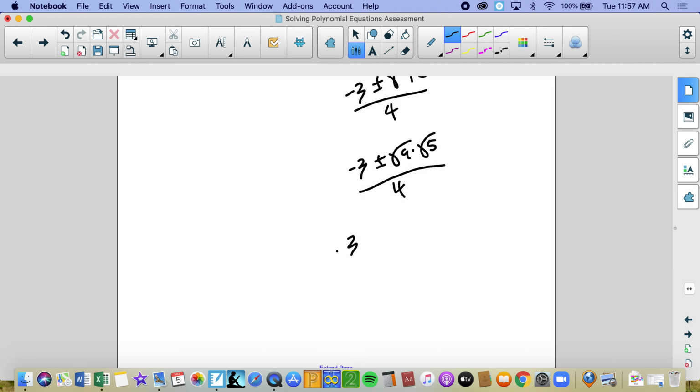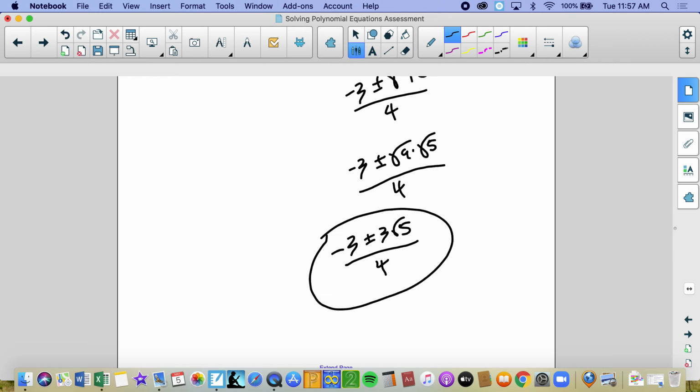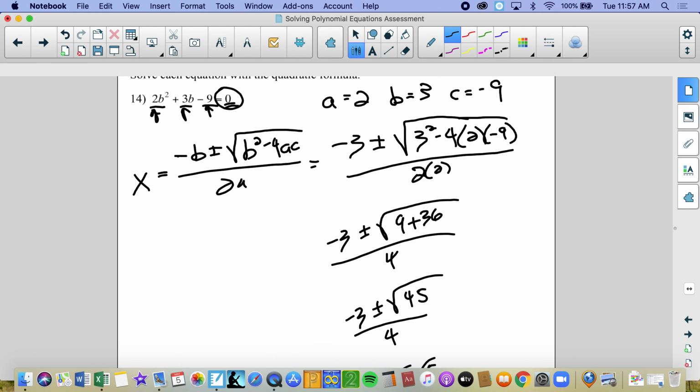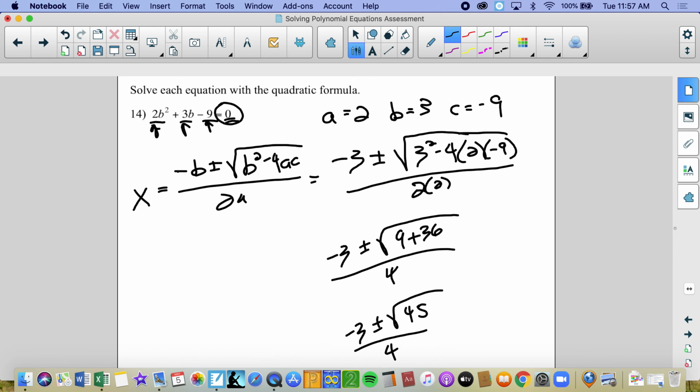And then this becomes negative 3 plus or minus 3 rad 5 over 4. So that's what I got. I'm concerned about that answer, so I'm going to go back and check my work again. Two mistakes in two problems? I hope not. We'll see.